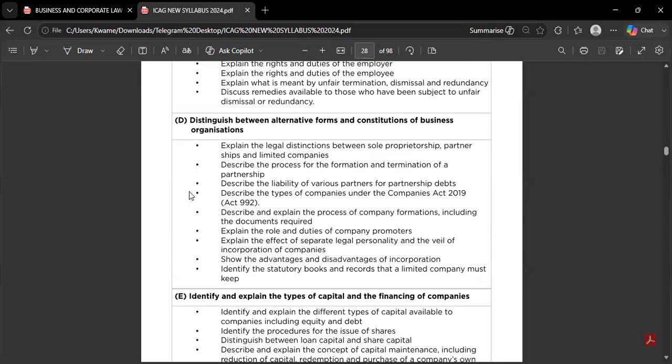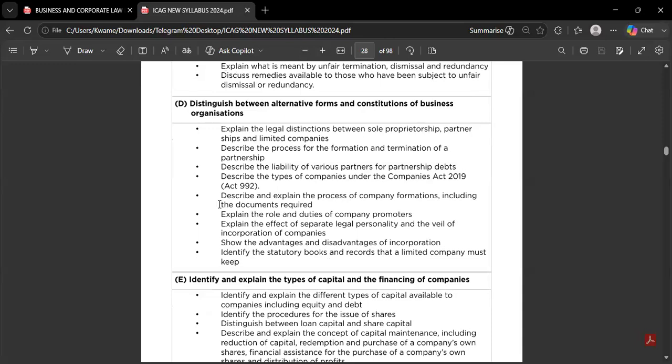Then we have the alternative forms and constitutions of business organization. That's where the law outlines the various recognized forms of business, where we have our sole proprietorship, we have our partnership, and then we have the main focus, which is the companies, and then how they are formed. We have the various processes and procedures for the registration of all these companies.